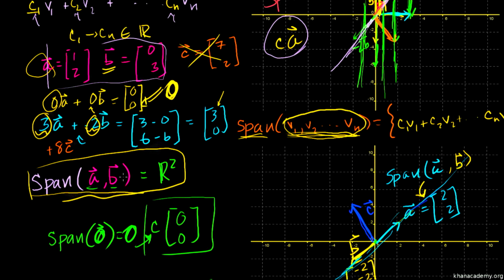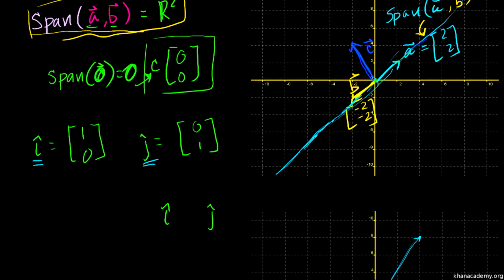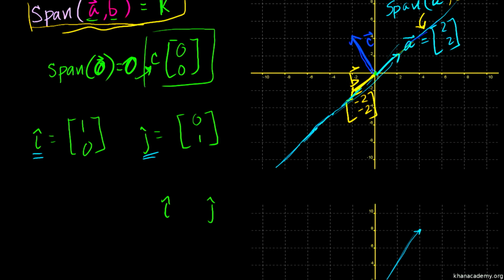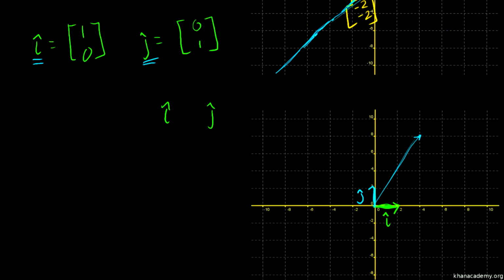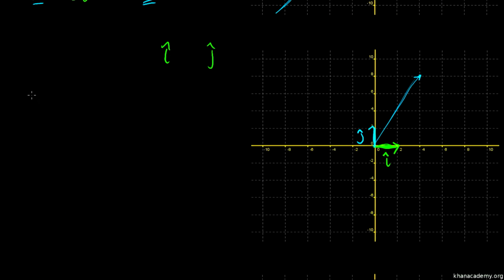And actually, just in case that visual pseudo proof doesn't do you justice, let me prove it to you algebraically. Let me rewrite my A's and B's again. So this was my vector A, it was 1, 2, and my vector B was 0, 3.